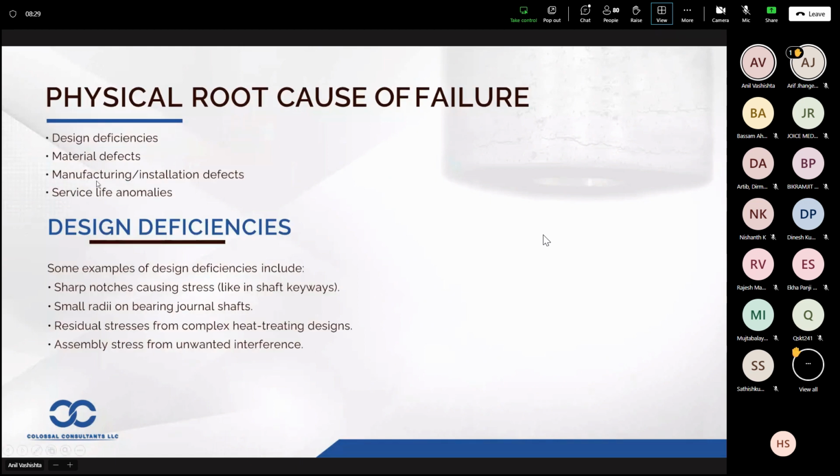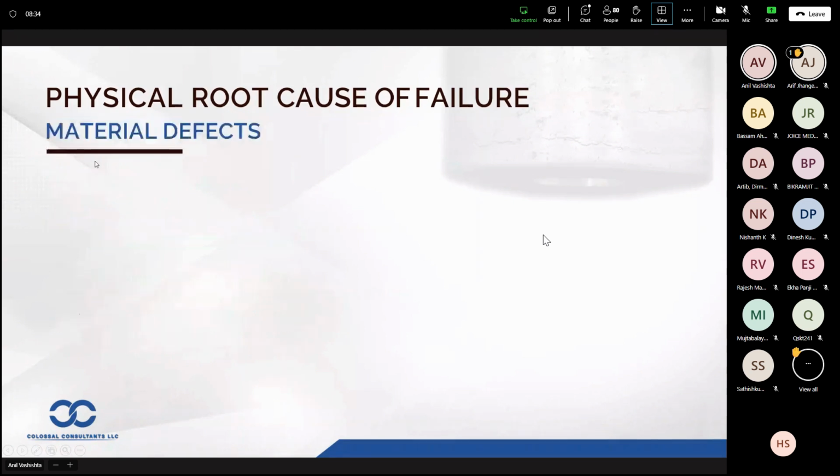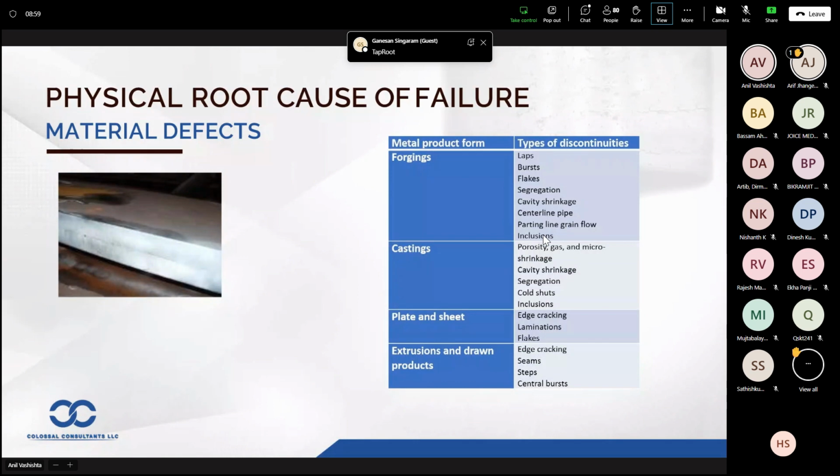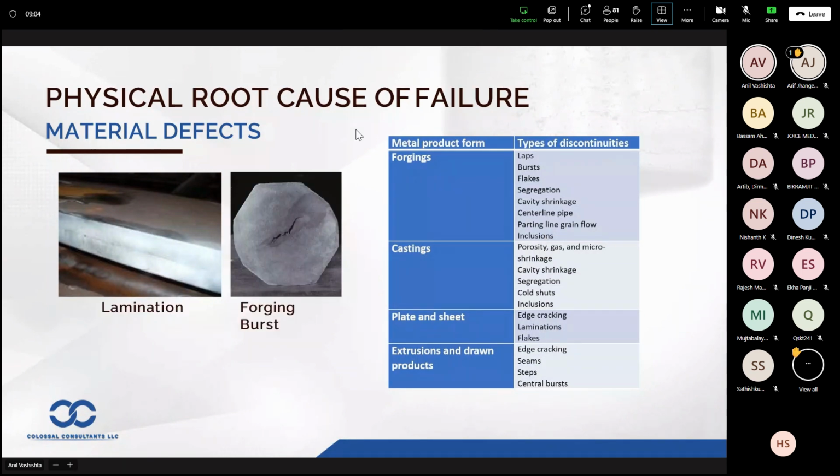We'll cover all these four one by one and cover a few examples of these. The second one is the material defect. So in forging, there can be different defects like laps, segregation, cavity, shrinkage, inclusions, etc. For the castings, there can be cavity, shrinkage, segregation, etc. Plate can have laminations or cracking or extrusion defects like steps, seams. So this photograph is typical of a lamination you can see in a plate. And this is a forging burst.